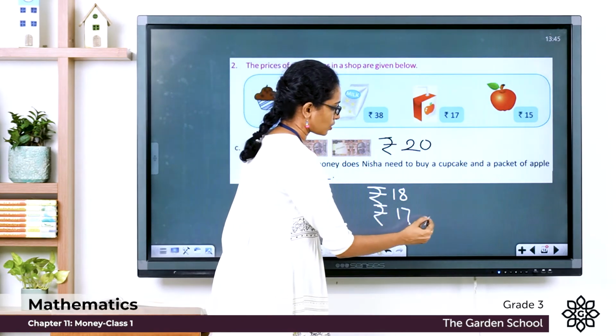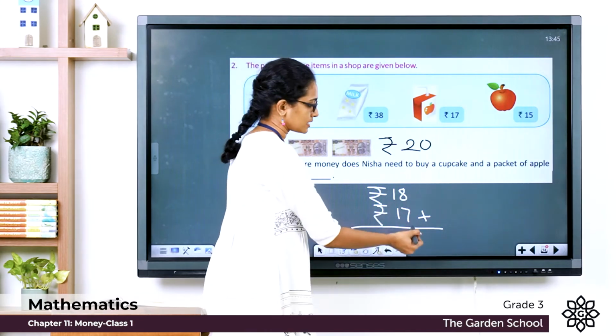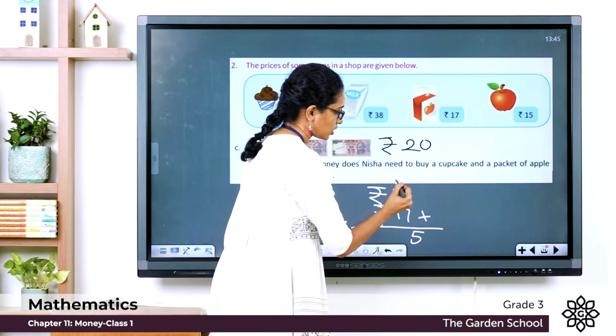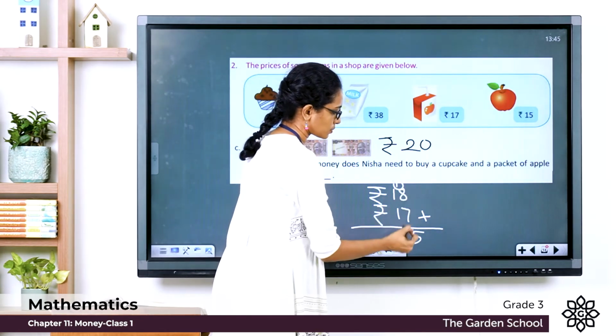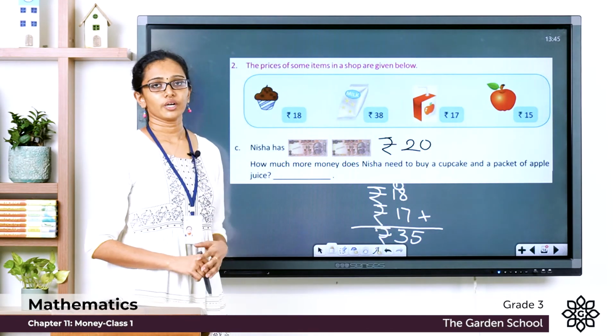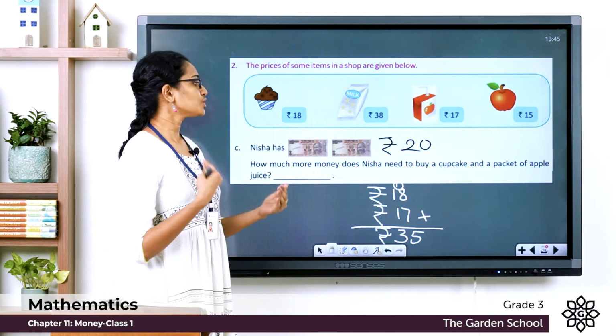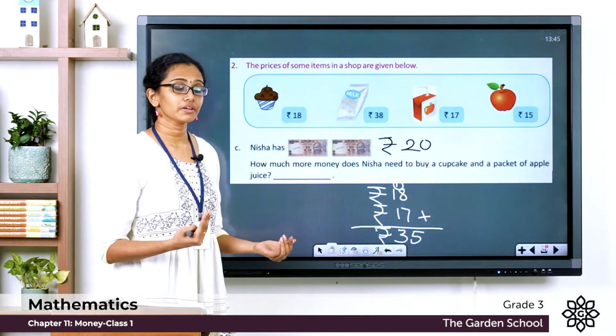So, what is the total cost? The total cost will be, see, let's add them. 8 plus 7 equals 15, a carryover. Now 1 plus 1 plus 1, it is 3 here. So the total cost will be 35. But Nisha has only rupees 20 with her. So how much more money does she need? How do we find that?